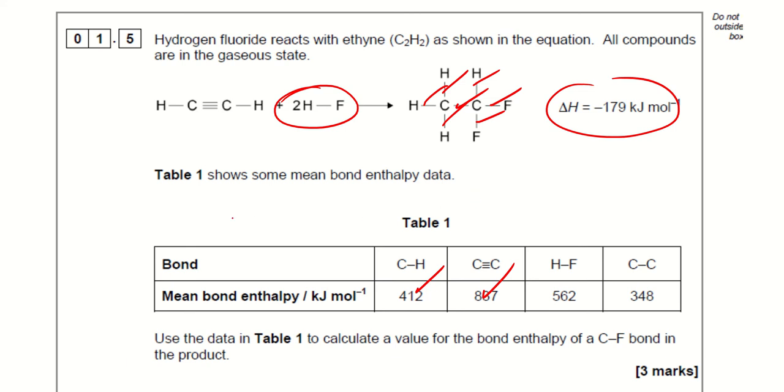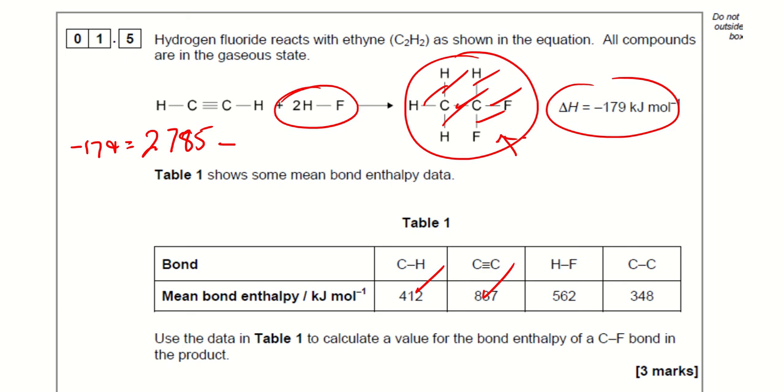Okay, so because we got our delta H this time, that meant that minus 179 was equal to the 2785 minus, okay, so that's the energy given out there, by the way, okay, minus the 1996, okay, plus the 2 CF bonds. Okay, sorry, that's the energy taken in to break all the bonds on this side. Sorry, we're calculating the CF bonds, apologies, not the HF bonds.